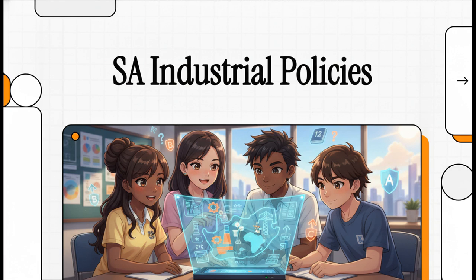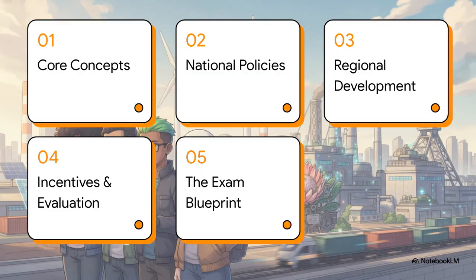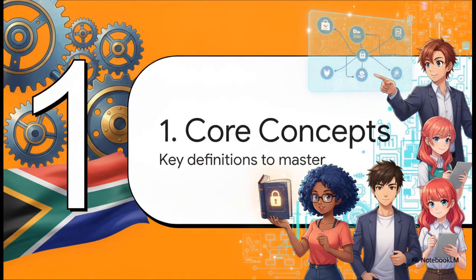By the time we're done, you'll know exactly how to tackle Section A, Section B, and that massive Section C essay. So here's our game plan for today. We're going to hit core concepts, look at national policies, dive into regional development, break down incentives and evaluation, and finish up with the ultimate exam blueprint. Let's get right into it. Starting off with Section 1, Core Concepts.